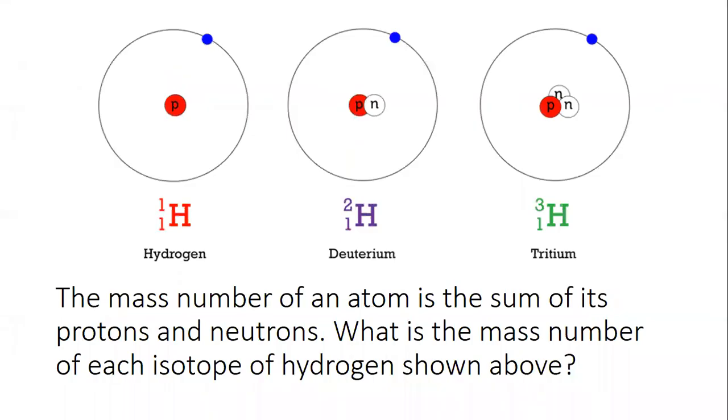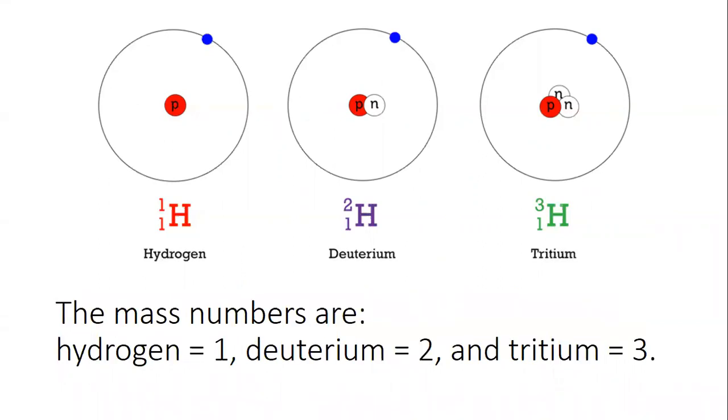So, a quick question for you. The mass number of an atom is the sum of its protons and neutrons. What is the mass number of each isotope of hydrogen shown above? Do a little quick math. What would the mass number be for each one of those isotopes? Drum roll, please. And the answer is hydrogen has a mass number of 1, deuterium has a mass number of 2, and tritium has a mass number of 3.